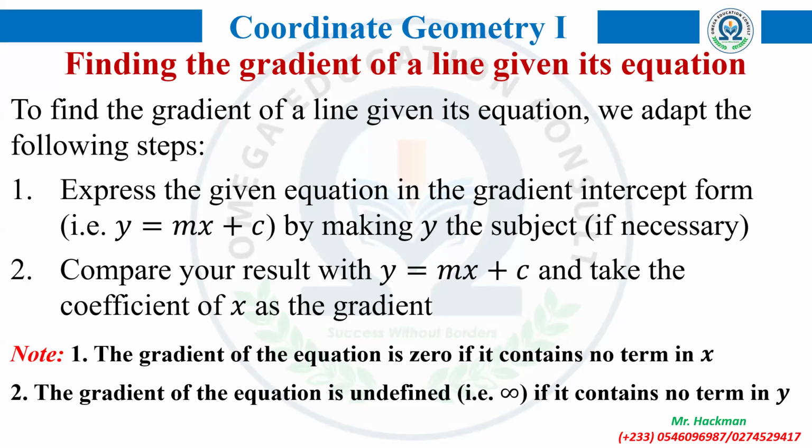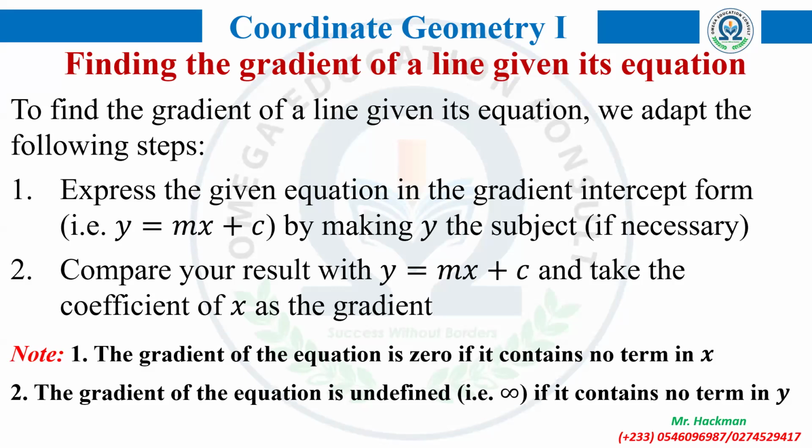Make y the subject. However, when you make y the subject, don't let the expression on the other side be a single fraction. It should be in partial fractions, because in the gradient intercept form we have separate terms. So if you have 2 terms, each term should be explicit. Then after doing that, you pick the coefficient of your x, which will coincide with your m, as the gradient. As simple as that.